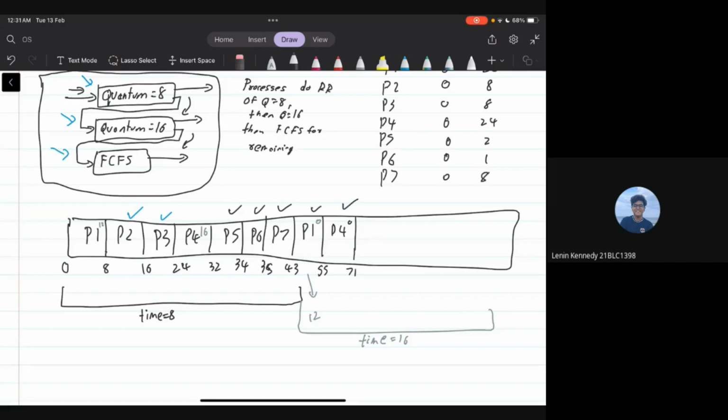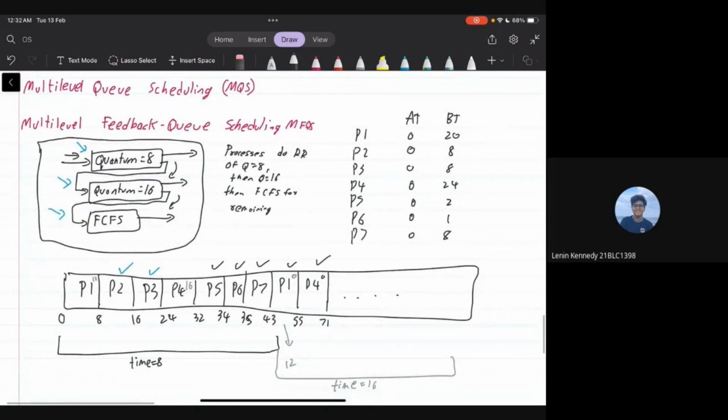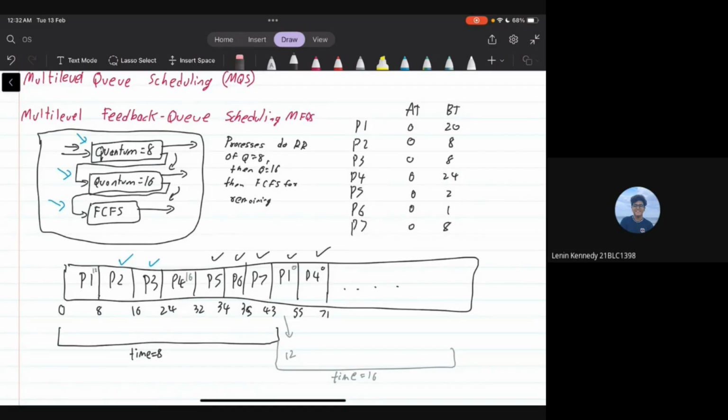And if you see, all the processes are done. In case we had any other process, we would have done that in this round robin. And even if that didn't finish, we would have done it with FCFS. Yep, that's about it. You can take a screenshot of this and try to do this on your own. Maybe take another example.